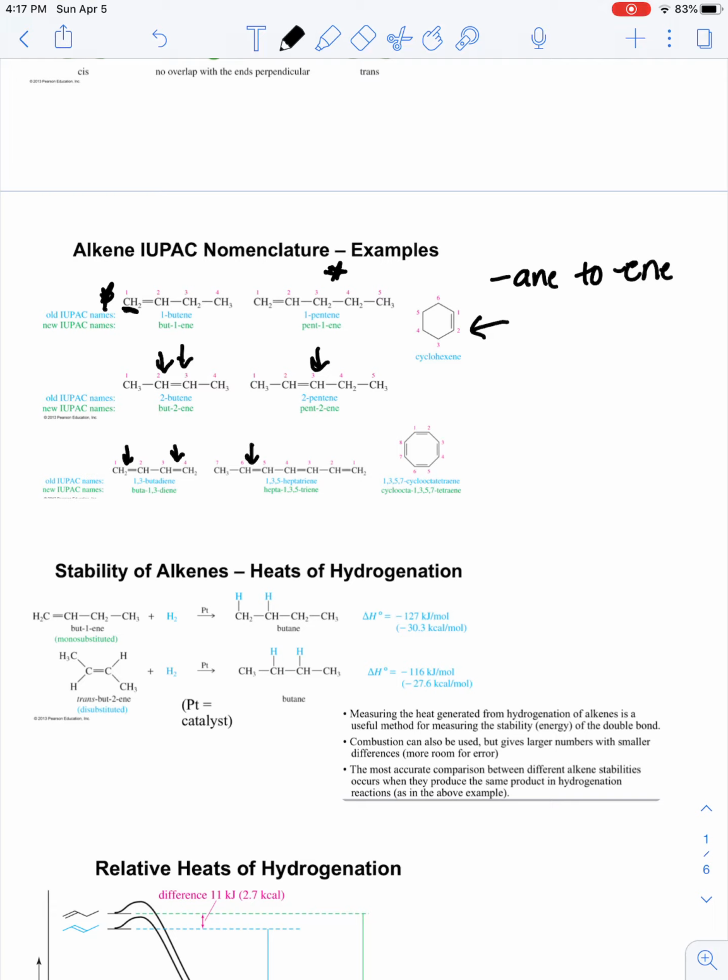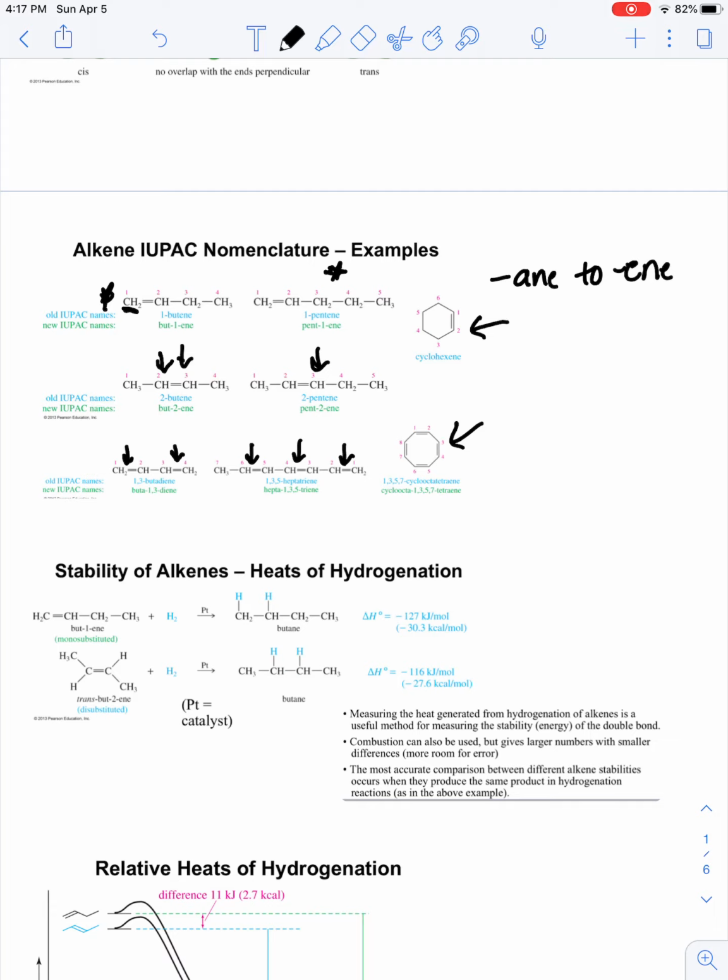The same thing if we have 3 double bonds. So here we have a double bond here, here, and here. So instead of diene for 2 double bonds, we call this a triene for 3 double bonds. And again, you're just going to count the longest chain. You're going to use that root name, and then you will just use triene and make sure that you're using the proper numbering scheme. So again, you want your first double bond on the lowest possible number.